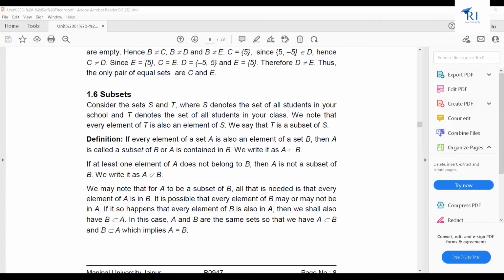Like here, we have set A. Let X equal to AB. Now we need to write all the subsets of set X. All the subsets will be, first, a null set, which is like a circle that's crossed.